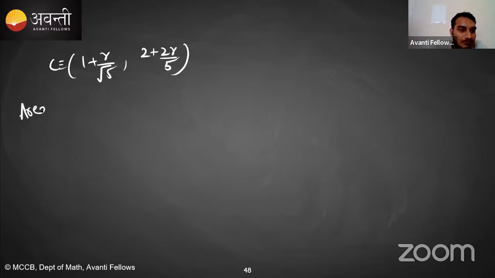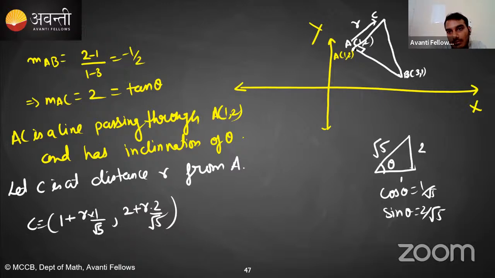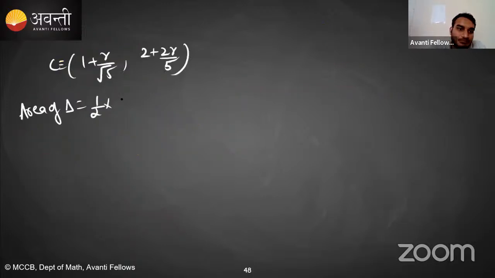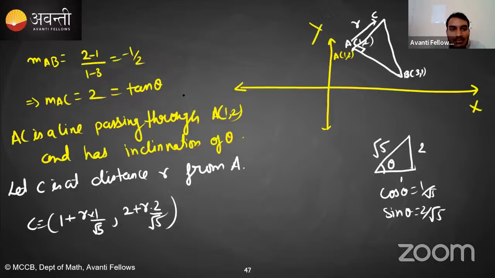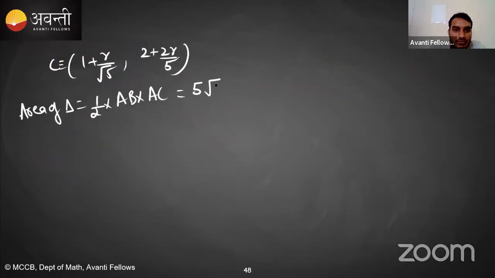For finding R, one more piece of information is given: the area. Area of the triangle is half base into height. With respect to this triangle, base is, let's say, AB. Doesn't matter. Height will be AC, and the area is given. How much is the area? 5 root 5, that's all.